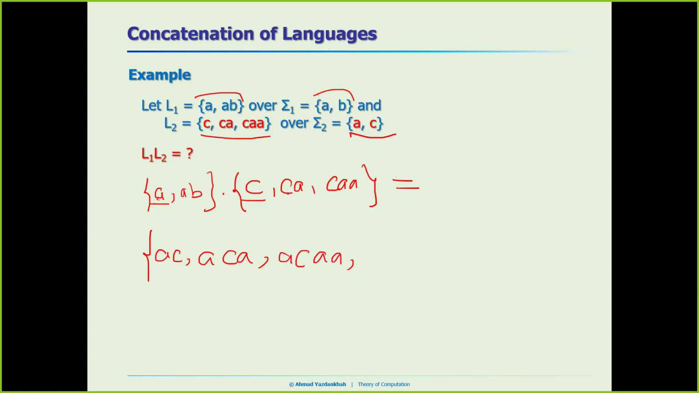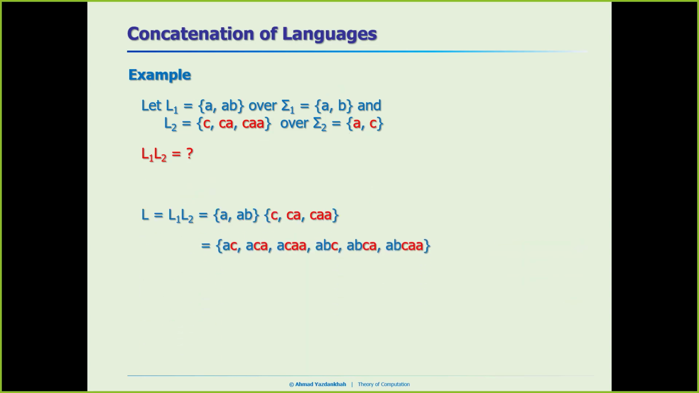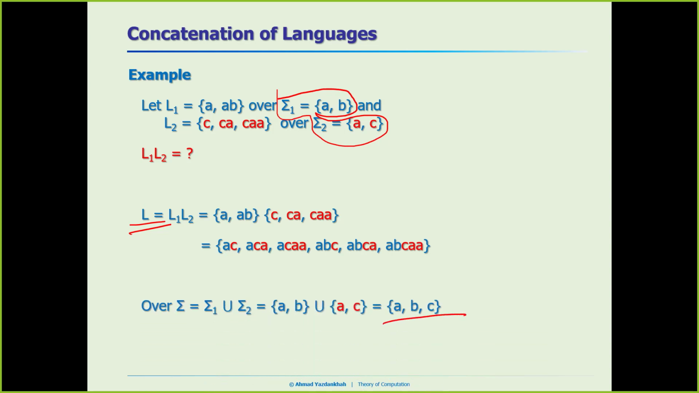So now it's AB concatenated with these guys. So ABC, and the last one will be AB, CAA, something like that. And if we want to find out the alphabet of this new language, we would need to union these two guys, and the result will be A, B, C.